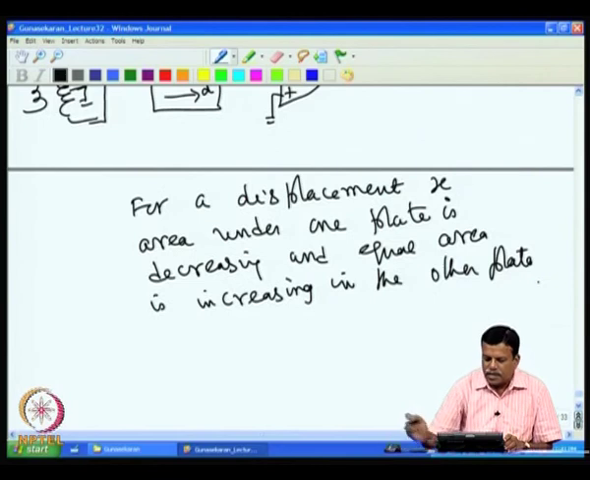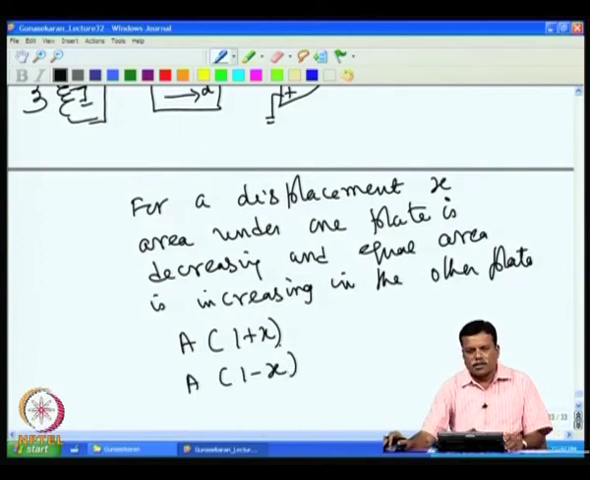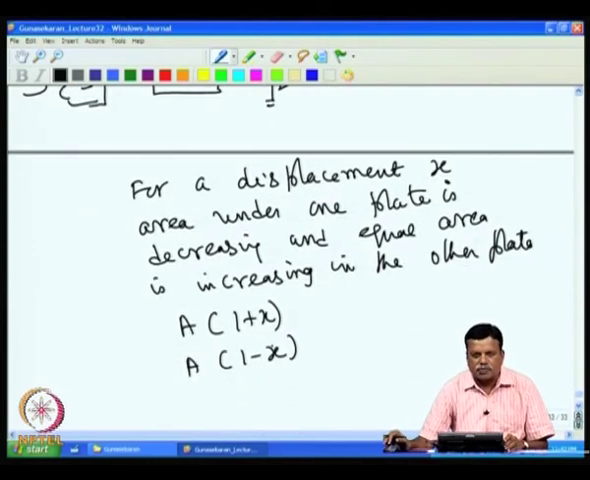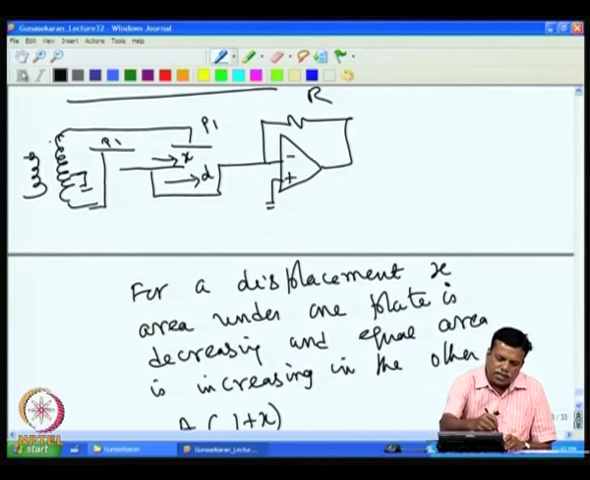That is, if the area is A, then in one plate it becomes A into 1 plus x, in the other plate it becomes A into 1 minus x. So, that is how the area variation takes place, which makes the capacitance of the two capacitors also vary, and the current contributed by the two plates also varies. This one sends a current through this capacitance and this sends a reverse current through the other capacitance. So, the net resultant current will be flowing through this.